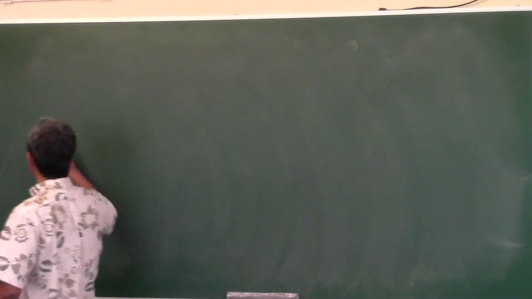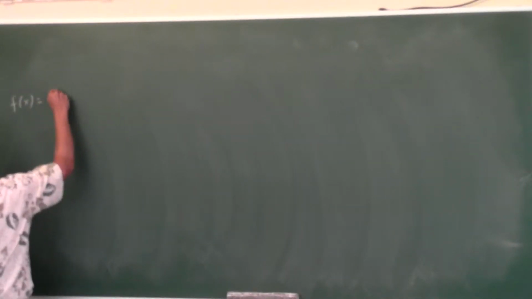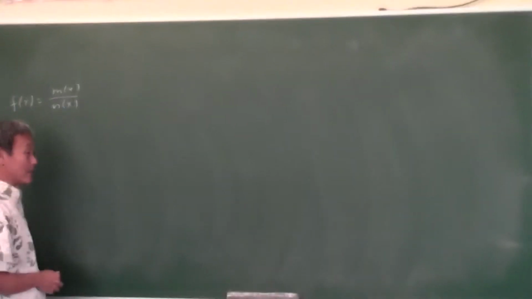Okay, what is a rational function? A rational function is a function of the form m of x over n of x, where m is a polynomial and n is a polynomial. You guys know what polynomials are, right? We studied that. So when you have a polynomial divided by a polynomial, we call it a rational function. Now what we have to do tonight is learn how to graph.